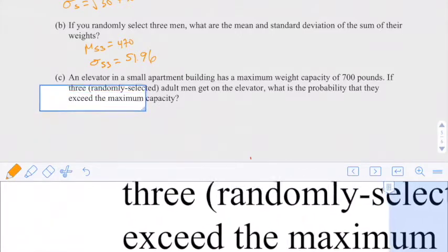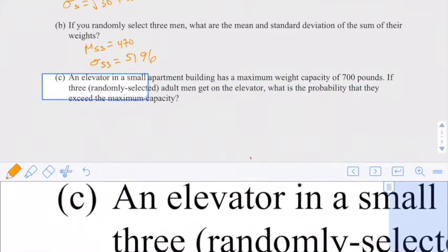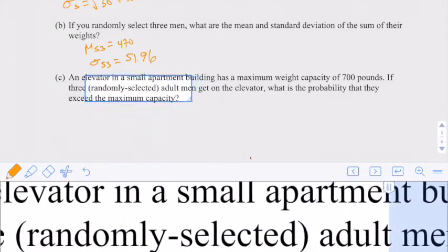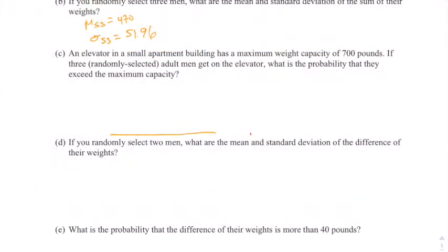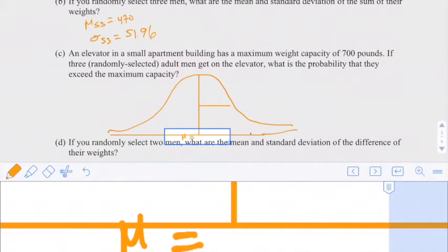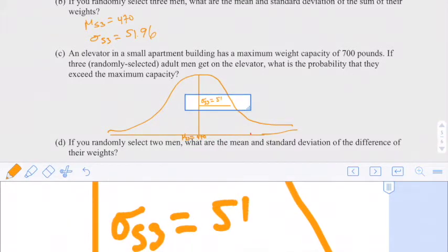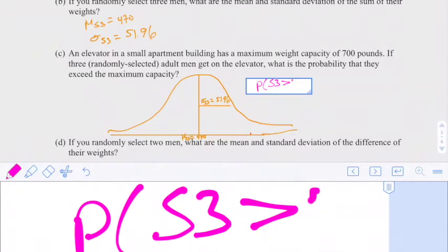And this is a great example of a great AP test question. An elevator in a small apartment building has a maximum weight capacity of 700 pounds. If three randomly selected adult men get on the elevator, what is the probability that they exceed the maximum capacity? Well, we want a distribution of the three men on an elevator. So we know the mean and we know the standard deviation. So the mean is 470. The standard deviation is 51.96. And we want to know the probability that the weight of the three men, S3, is greater than 700 pounds.